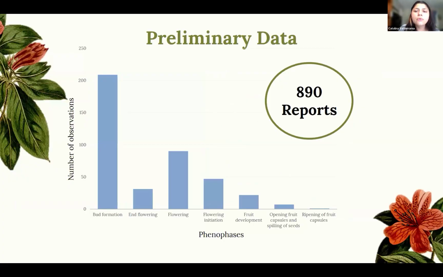I'm going to show a little bit about the preliminary data. This is basically raw data. I haven't cleaned it because we are waiting for peak flowering to be done in order to start looking deeply into this data. But a couple of weeks ago, we had 890 reports so far, which is really great. It's a massive amount of data that we have from the volunteers. They record the phenophases for the plants. In this case, we have 7 phenophases that they can report.